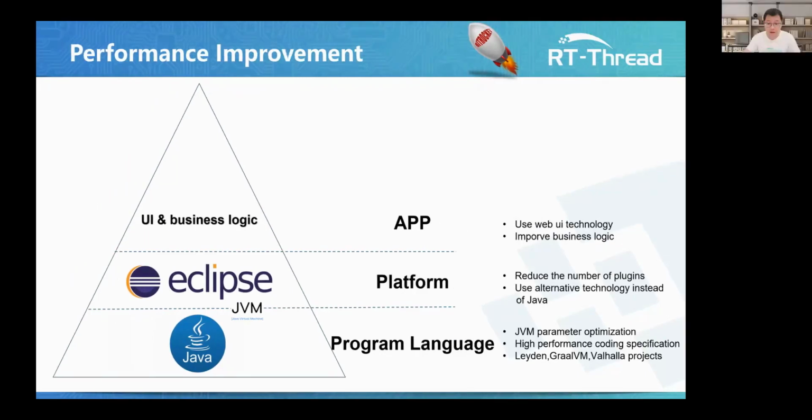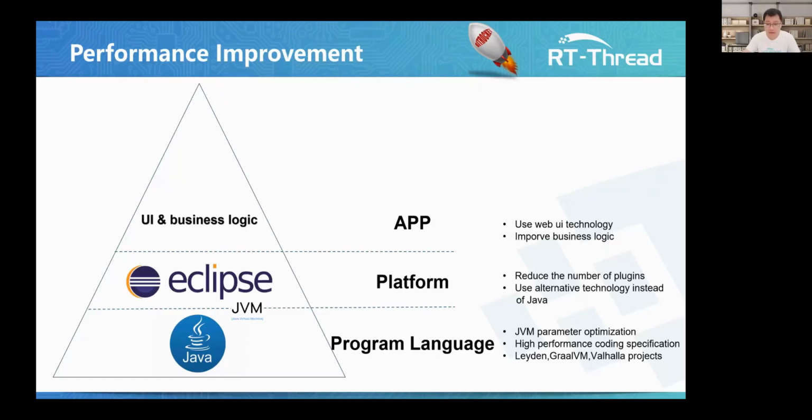In terms of programming language, developers need to follow some necessary coding specifications to ensure high performance of the code when programming. At the same time, JVM parameter optimization can improve performance and reduce resource consumption to a certain extent. Aside from the language level, there is space for performance improvement in terms of platform and UI.